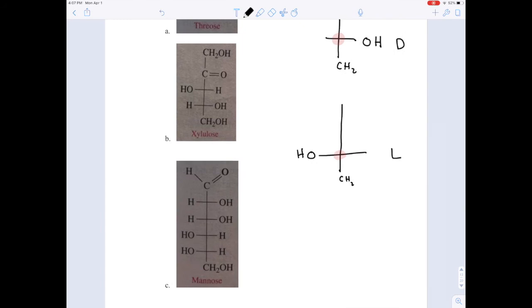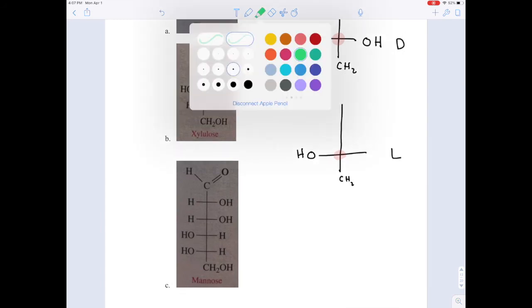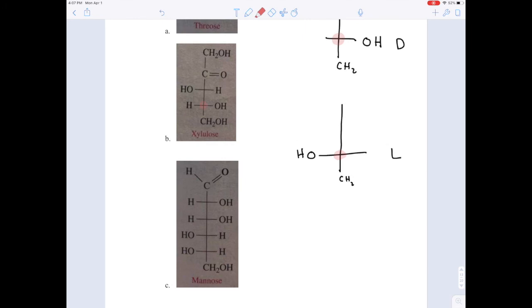Okay, this one. Let's look at the bottom chiral carbon, the last one down here. The OH on that carbon is to the right. And so this also is a D stereoisomer.